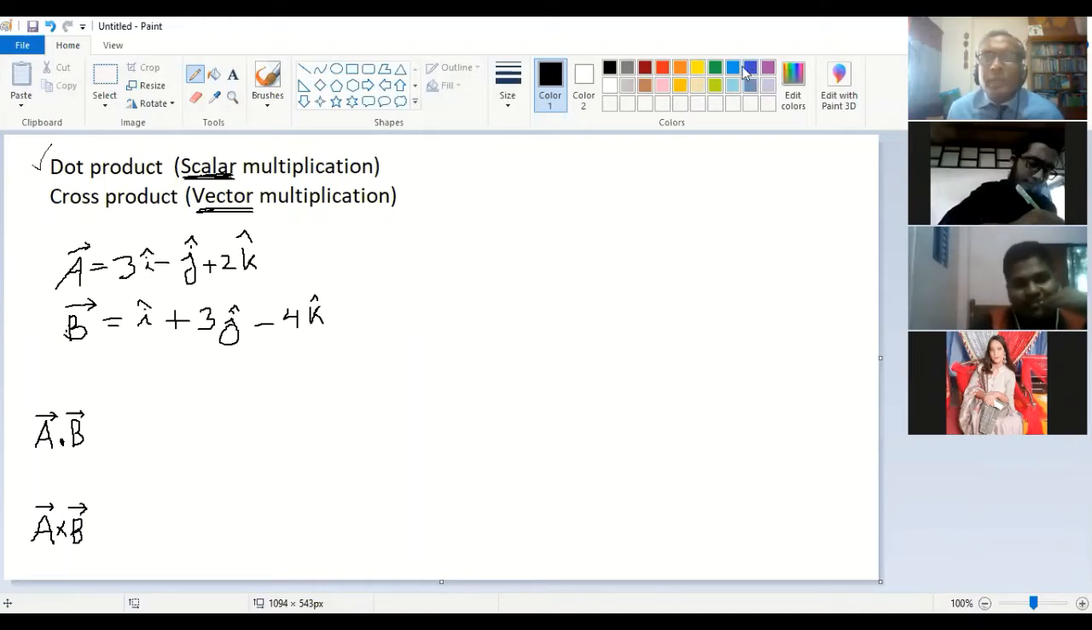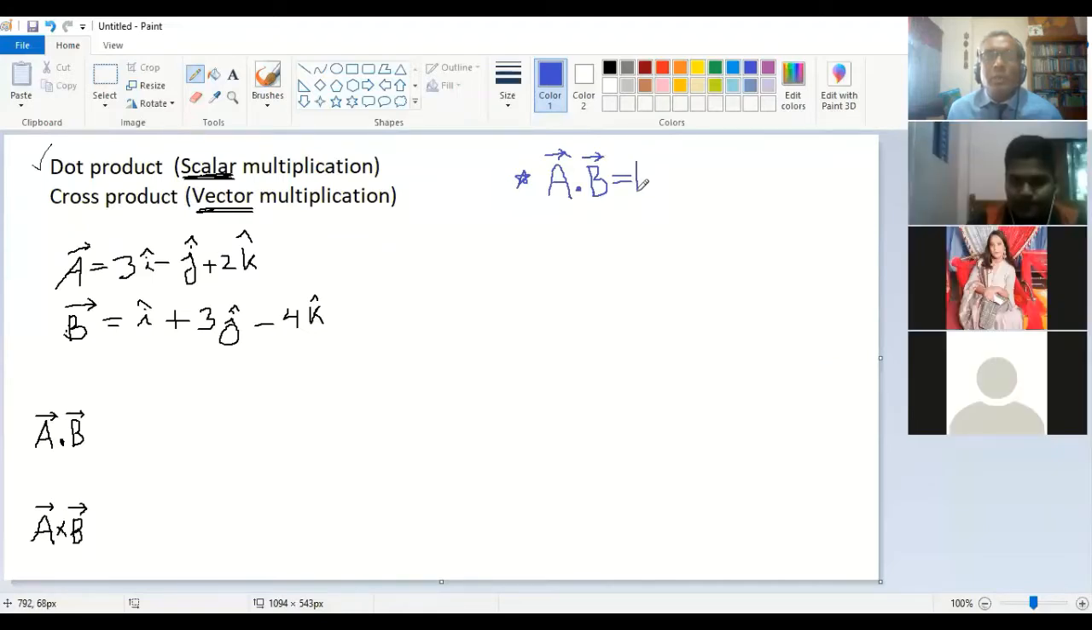So let me write down the formula for dot product. This is the formula for dot product. So what is the formula? A is one vector and B is another vector, and we are doing dot product. So this equals |A|, the magnitude of A vector, and then |B|, the magnitude of B vector, and then cos alpha. So we are writing cos alpha.